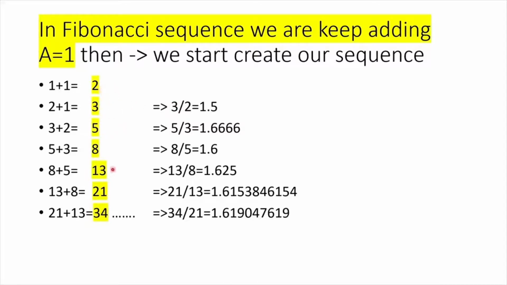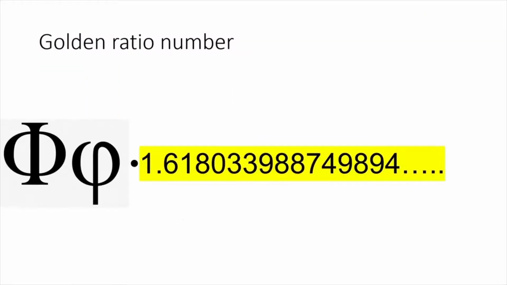These are all Fibonacci numbers. So 3 divided by 2 is 1.5. 5 divided by 3 is 1.66. We are continuing, keep doing these divisions, and the number which emerges is the golden ratio number, known as the Greek letter phi. And this is the golden ratio number. It's an endless number, of course, because it comes from pi. So that's how this analogy is created.